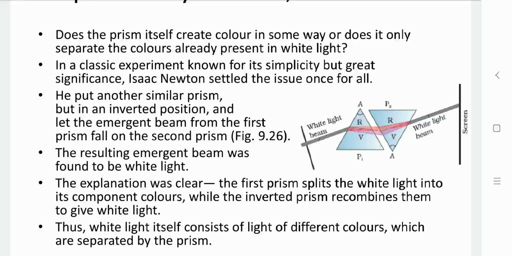By this, we can say that the first prism splits the white light into a number of color components, and the inverted prism combines all the color components and gives the white light. So we can say that the prism just separates the color components, it cannot create them. White light itself consists of all the different colors.